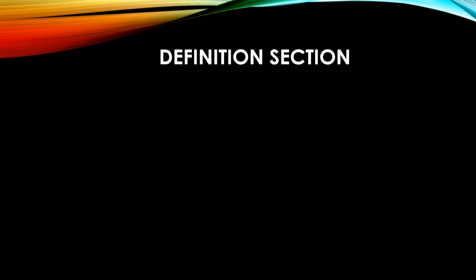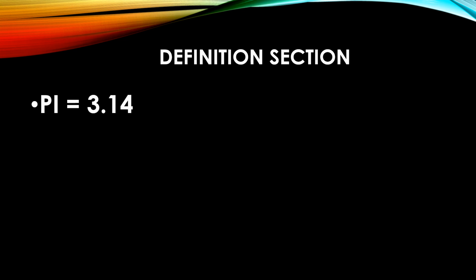Next, the third section is the definition section. In this section we define all the symbolic constants. What does that mean? Suppose I want to write a program and use pi. You all know about pi, which is 3.14. Suppose I am using this pi in a program 10 times.